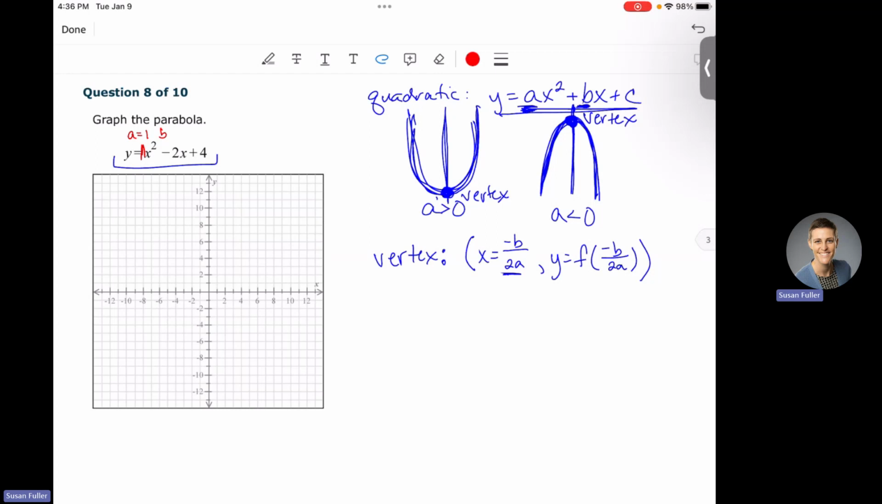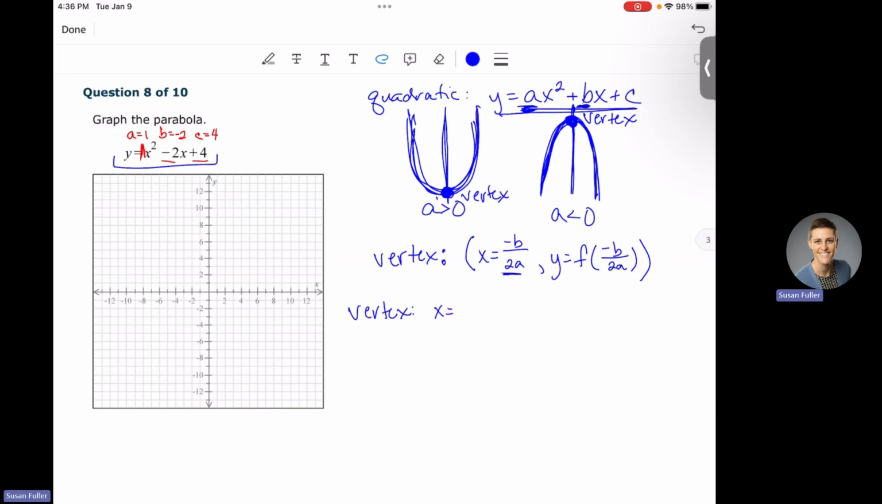And then my b value is the number in front of my x, which is -2. And my c value is this number by itself, which is 4. So that's our a, our b, and our c. So that means that our vertex in this problem is going to be, I won't put it in an ordered pair yet. I'll find each of these separately.